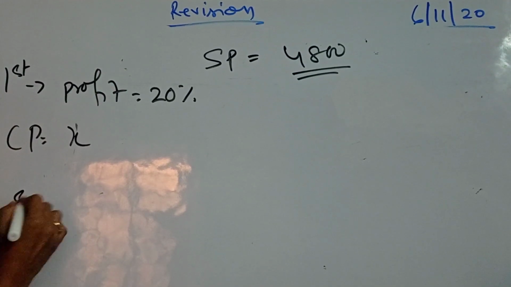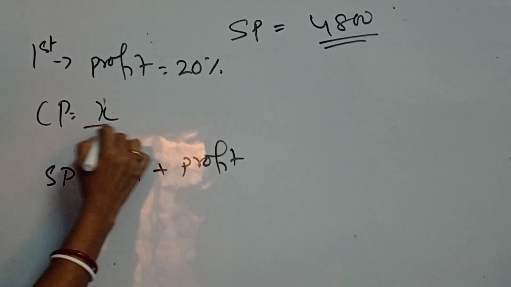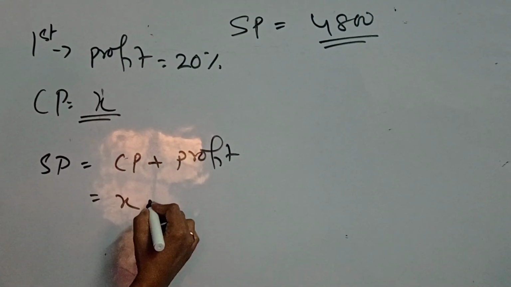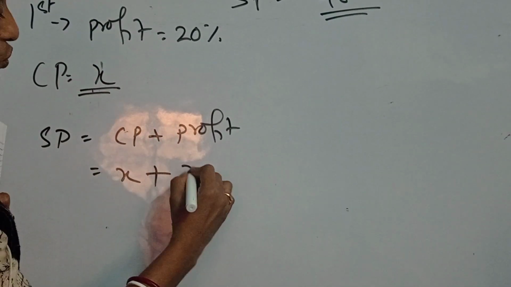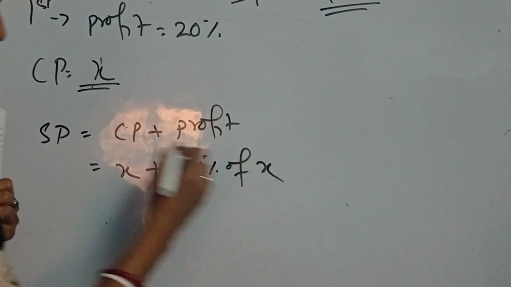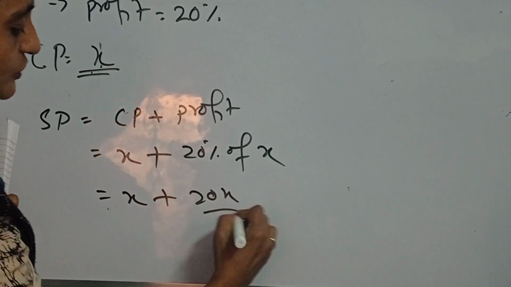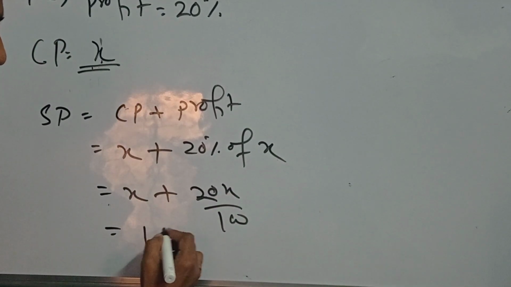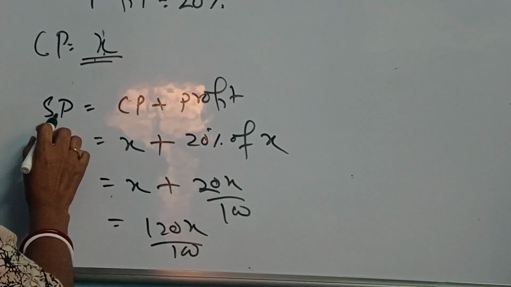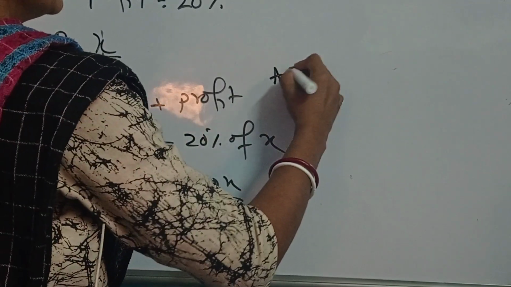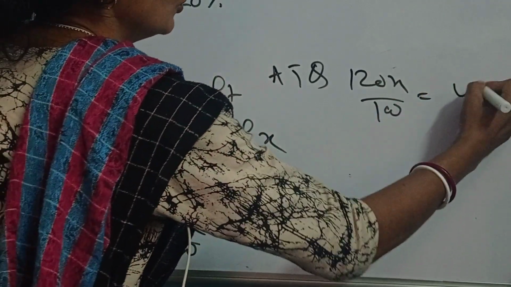As you know, SP stands for CP plus profit. Here we have considered CP equal to X, so I have put X here, and the profit. What is the profit amount? Profit is 20% of the CP, so 20% of X, because we have considered CP as X. So what will we get? That is equal to X plus 20X by 100. By simplifying we get 120X by 100. As per the question, that is the SP. So according to the question, 120X by 100 equals 4,800.